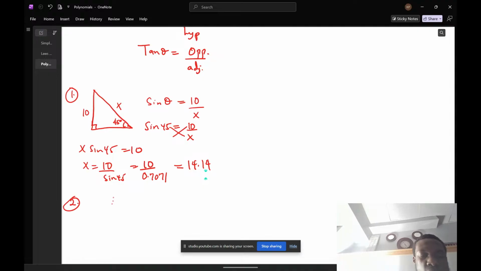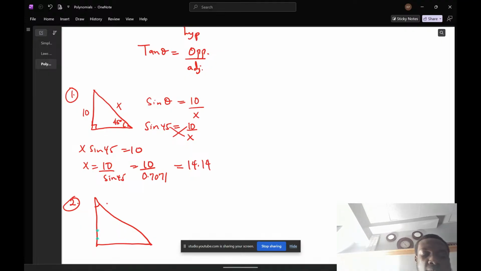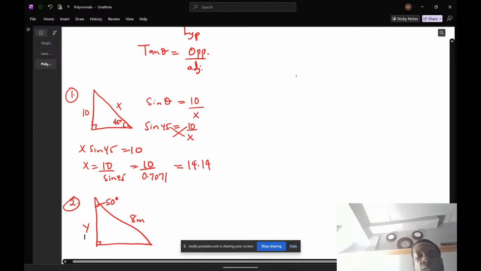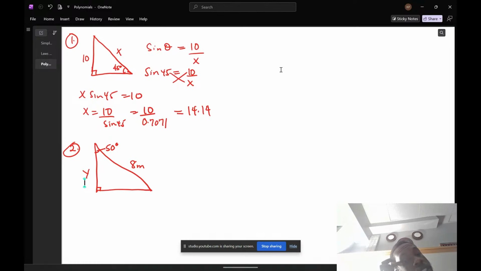Number 2, we're given something like this, where this angle is 50 degrees, this side is 8 meters, and this side is y. So in this case, we are given the hypotenuse. We are asked to find the adjacent, and we are given an angle of 50 degrees.